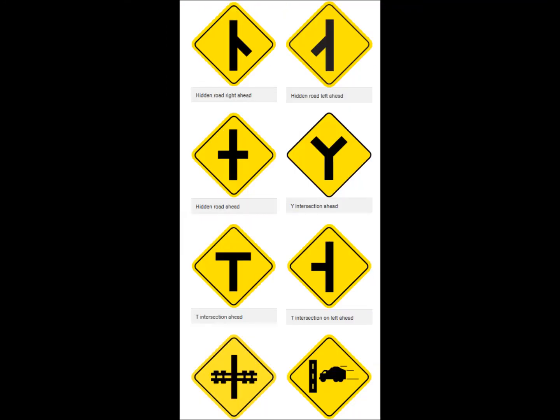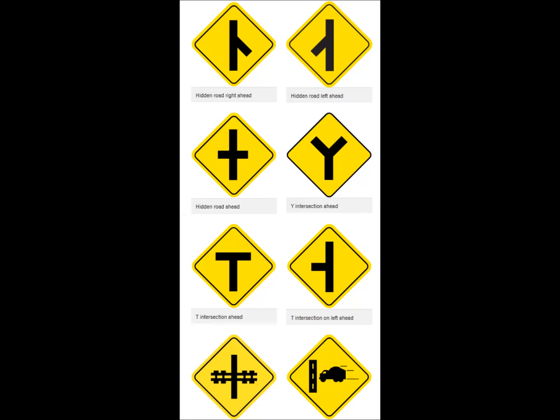Intersections ahead. Image description. A yellow diamond with a black outline. A long black vertical rectangle in the center, with a smaller rectangle converging from the right at a 45-degree angle. Hidden road, right. Image description. A yellow diamond with a black outline. A long black rectangle in the center. A smaller rectangle converging from the left at a 45-degree angle. Hidden road, left.